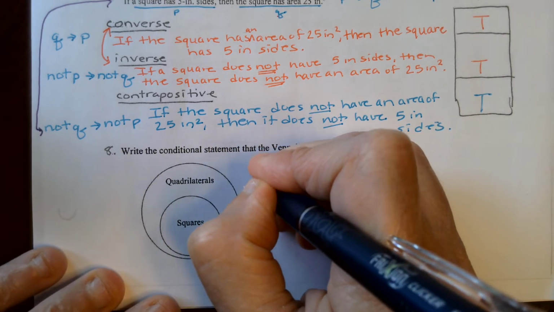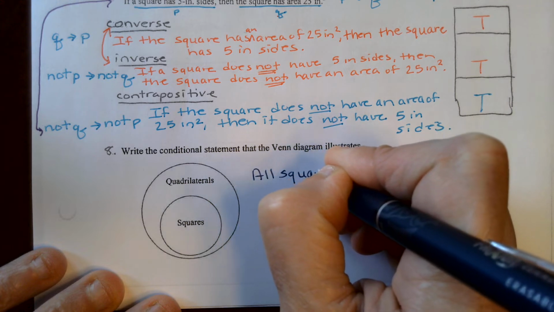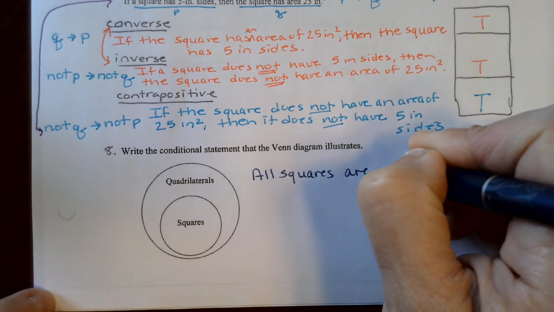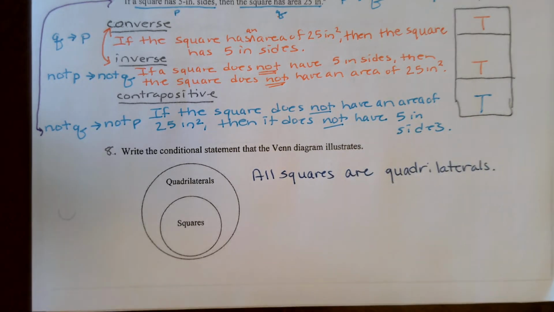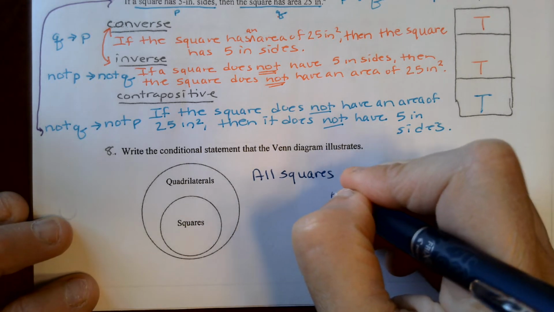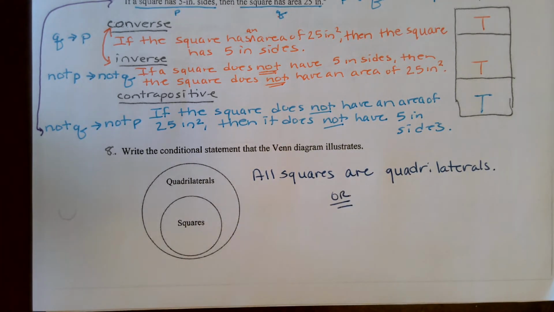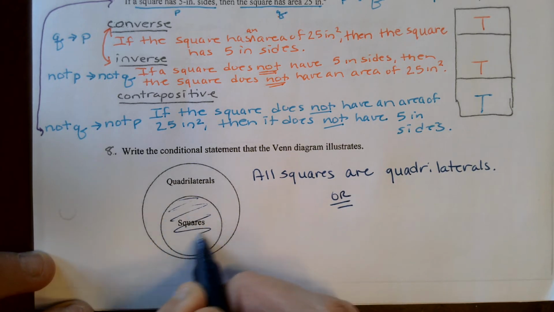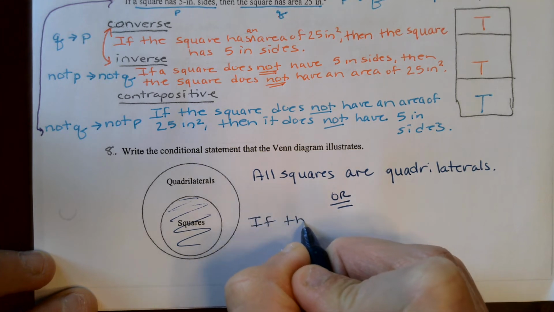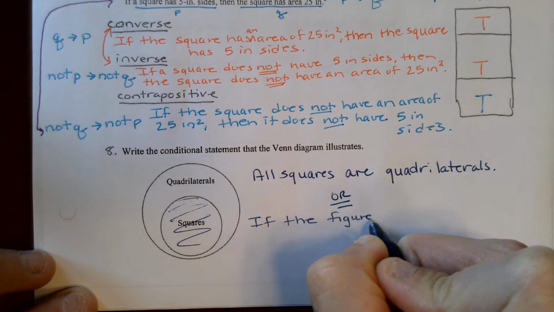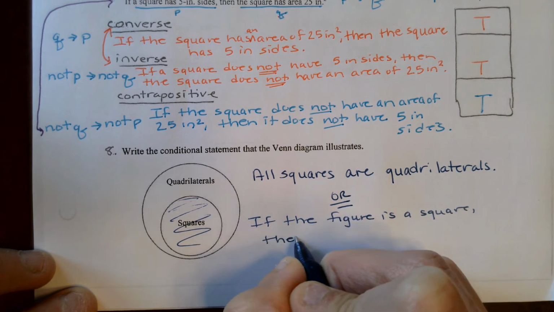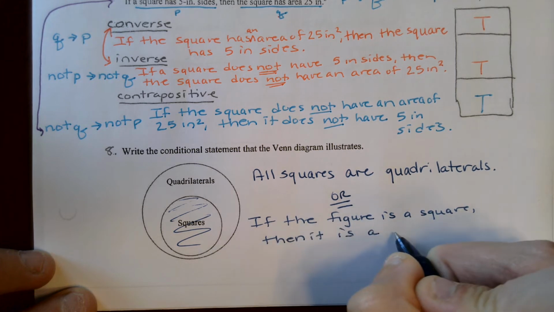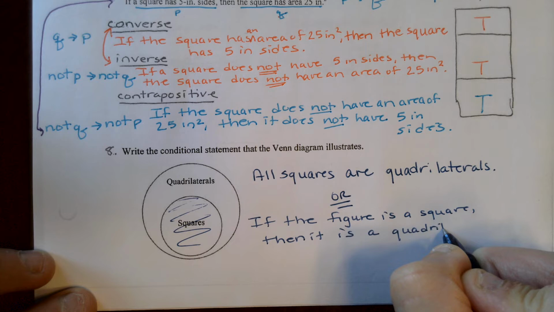Quadrilaterals. So I can say that all squares are quadrilaterals. That'd be one thing. Or you can also write it as if-then. So if the figure is a square, then it is a quadrilateral.